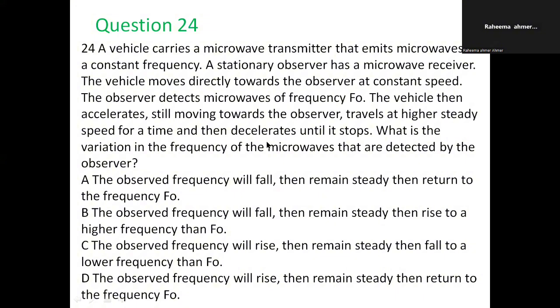So option C is the correct answer, because option D says that it then returns to f naught. This is not possible because f naught is not the emitted frequency. F naught is the frequency detected when it's moving towards the observer at a steady speed. Be careful about this question. So I guess option C is the correct answer.